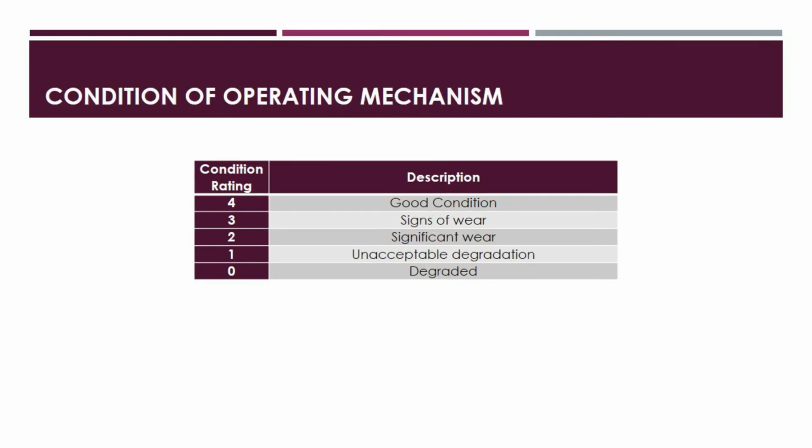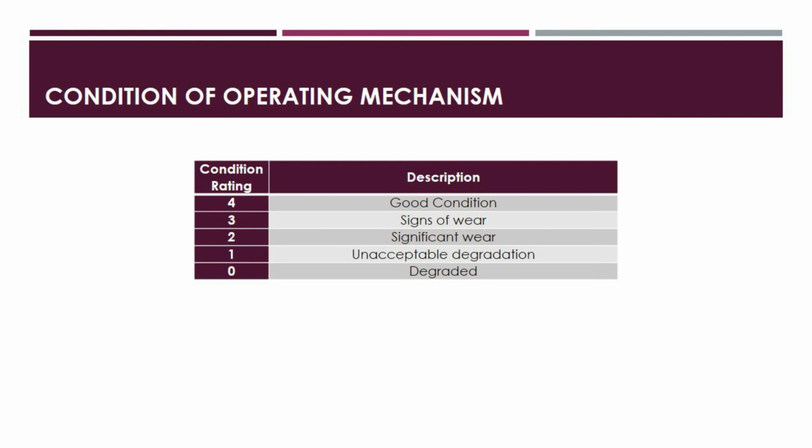Then we need to rate the operating mechanism. So for a rating of 4, it means that the operating mechanism is in good condition, which means that all parts are moving with adequate speed and no evidence of rust or friction in any of the moving parts.